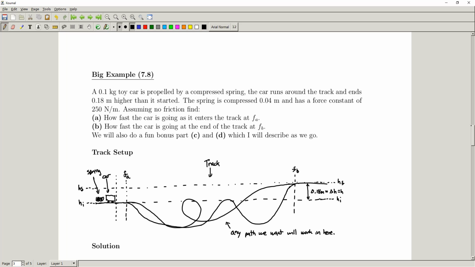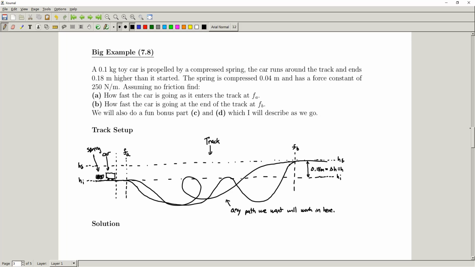Okay, so let's start off by setting up the problem. So what do we have here? We have a 1 kilogram toy car, which is propelled by a compressed spring. The car runs around a track and ends 0.18 meters higher than it started, so 18 centimeters higher than it started. The spring is compressed 0.04 meters, so 4 centimeters, and has a force constant, or spring constant, of 250 newtons per meter. Assuming no friction, find the following.